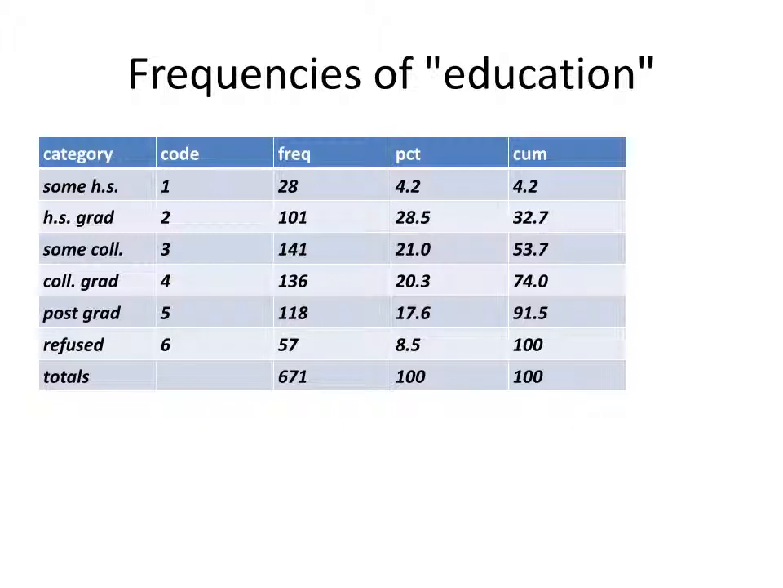So that 28 is 4.2% of 671. And the 101 high school grads represents 28.5% of the 671. And you can see those cumulated to 100%. So the final column, 4.2% is 4.2%. And then high school grads represent 32.7% cumulated. So 32.7% of the sample had either some high school or were high school grads, up to the 100% who had some education or refused.